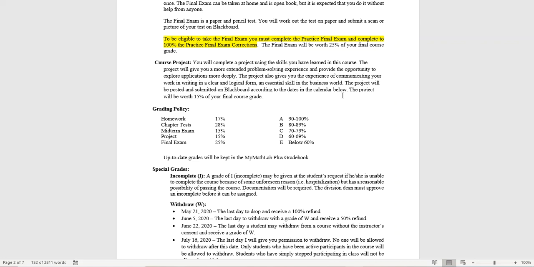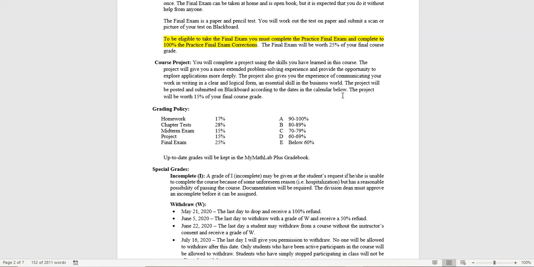There is also a course project. The course project allows you to use the skills that you have learned throughout this course to give you a more extended problem-solving experience and provide the opportunity to explore applications more deeply. It also provides you the opportunity to communicate your work in a written form.